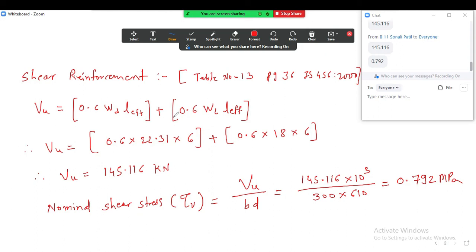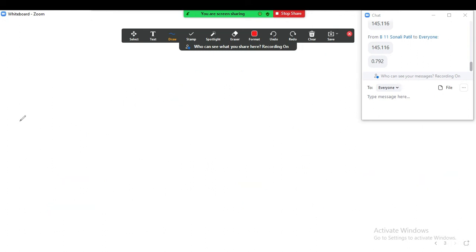Okay, so now this is the half of the part. We have calculated the value of tau v. Okay, now we know what is the percentage of steel over here. So the percentage of steel at the support which is next to end support, that we have already calculated, it is 0.51%. This is our percentage of steel. So based on this percentage of steel we will calculate the value of tau c.